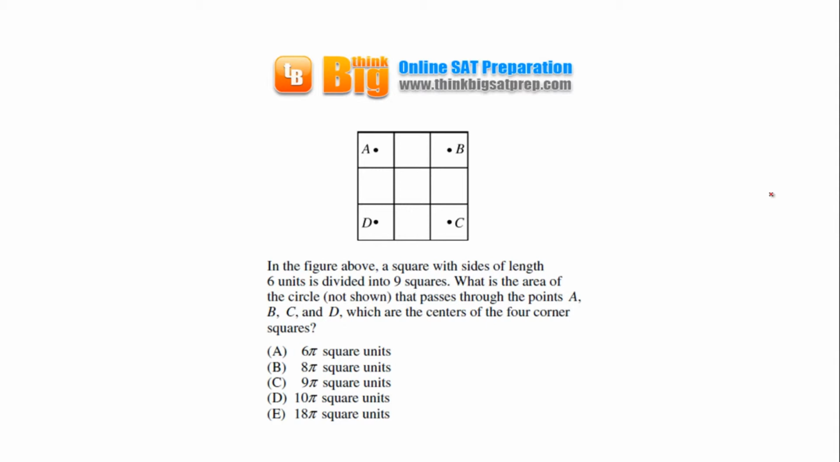The first thing that I'm going to do is underline the question that we need to solve. What is the area of the circle not shown that passes through the points A, B, C, and D, which are the centers of the 4 corner squares? Now I'm going to draw a circle that passes through points A, B, C, and D so that we can visualize it.